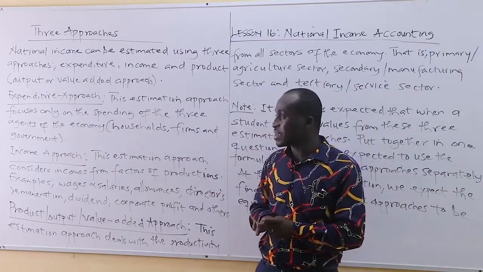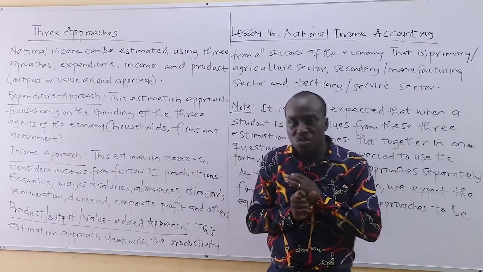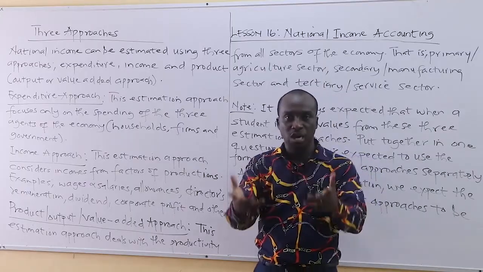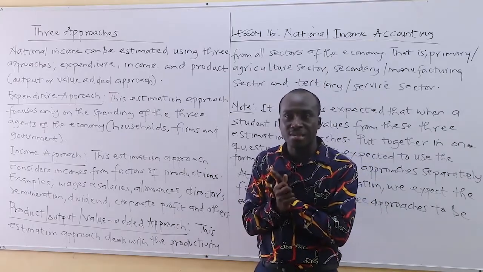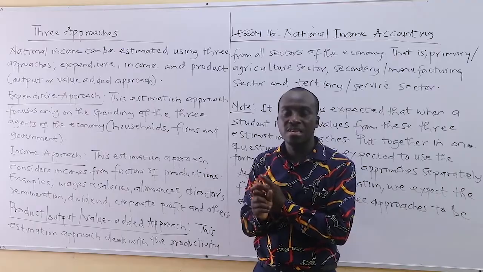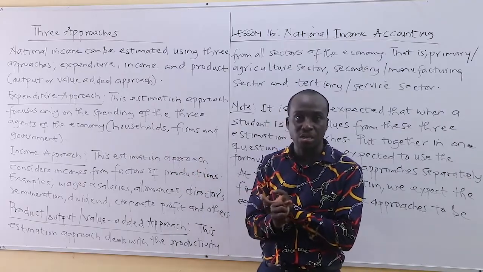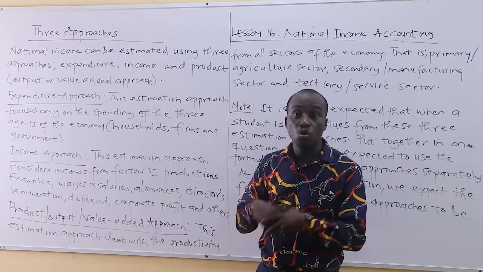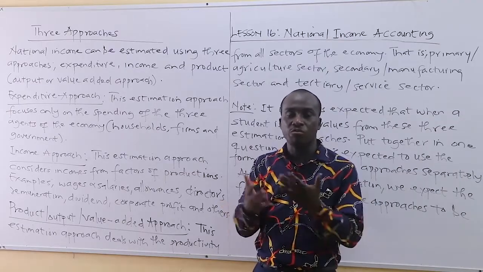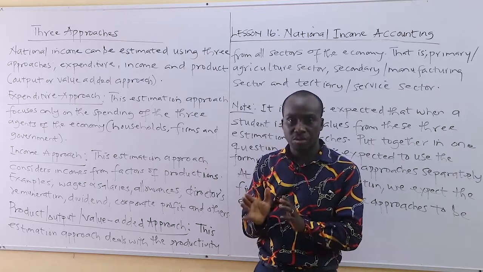So what we look at is the spending. Household, we spend. Who is household? I'm a household, you're a household. Firms, companies, Gasem, MTN, Nestle Ghana, they are companies, they also spend. Government, Akufo-Addo's government, Joe Biden's government, Margaret Thatcher's government, they also spend. So you look at the spending of the firms, the household, and government.